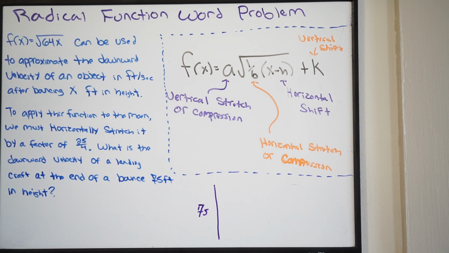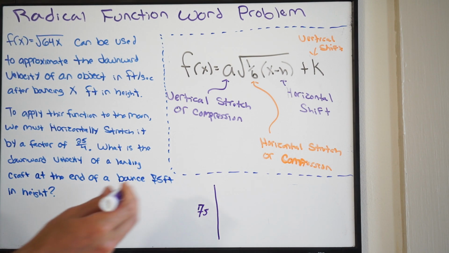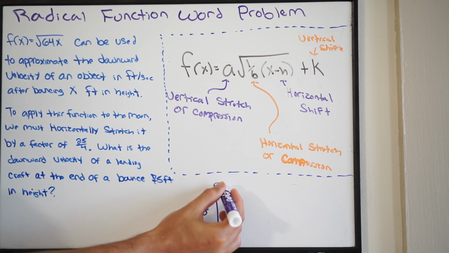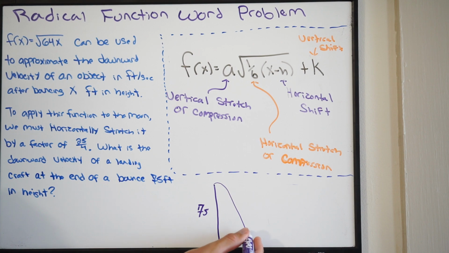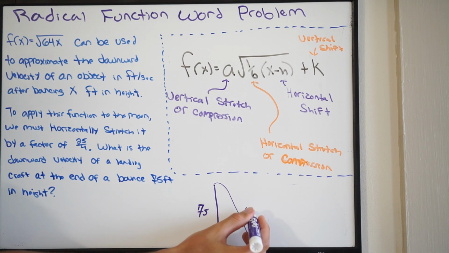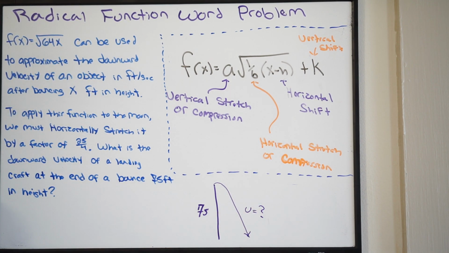Now they want to know that downward velocity, which is going to occur on its way back down. What is going to be this velocity on its way down? And again, this is what the equation can approximate here. However, this is for Earth. We need to do it for the moon, and in order to do that, we have to horizontally stretch it by a factor of 25/4.